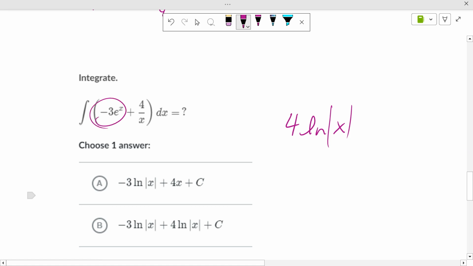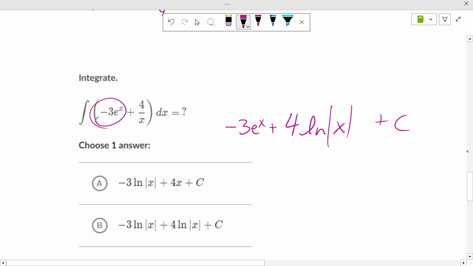Okay, e to the x. What's the derivative of e to the x? E to the x. So negative 3 e to the x is negative 3 e to the x, because the first derivative of negative 3 e to the x is negative 3 e to the x.